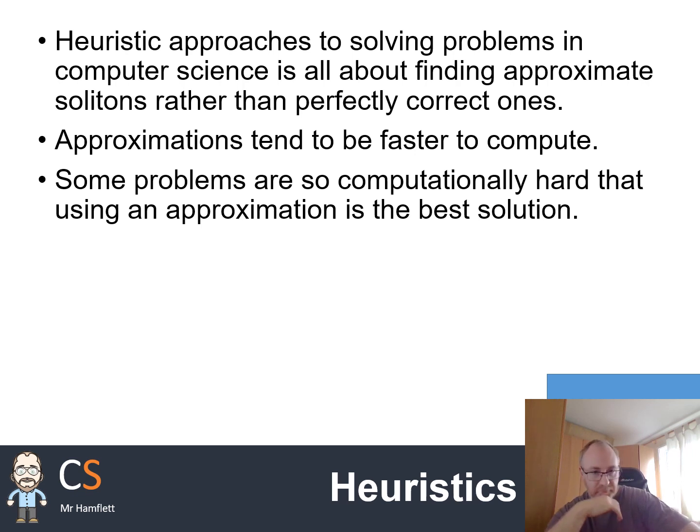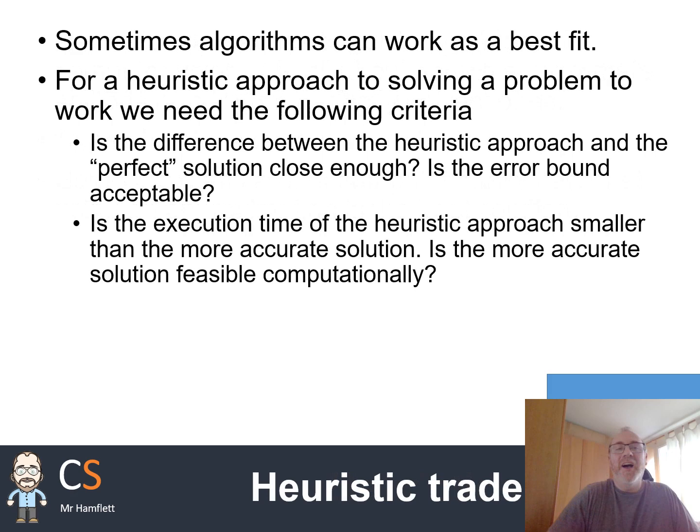Anyway, some problems are so computationally hard that finding an approximation is the best solution. It's the only way we can actually do it. So let's move on. Sometimes algorithms can work as a best fit, so we find an approximate or best fit solution rather than a perfect solution.